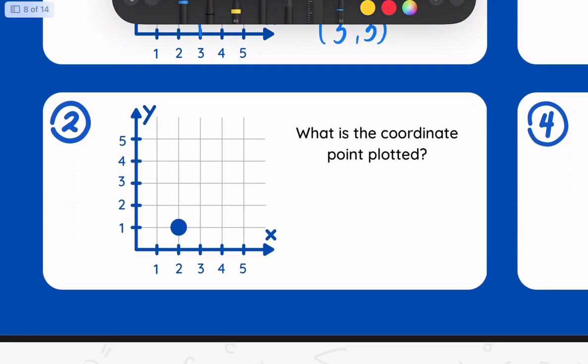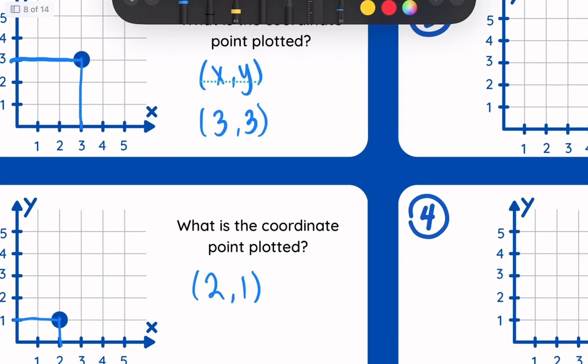Let's try the second one out. Here, x is at 2. So I'm going to put 2. And y is at 1. So for y, I'm simply going to put 1. So the coordinate point is 2, 1.